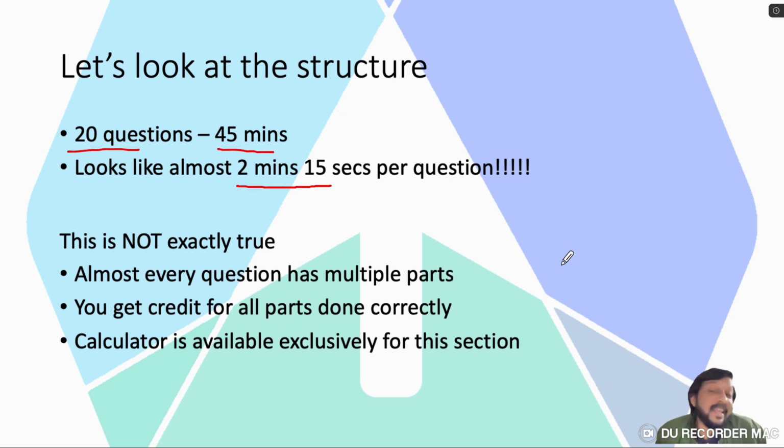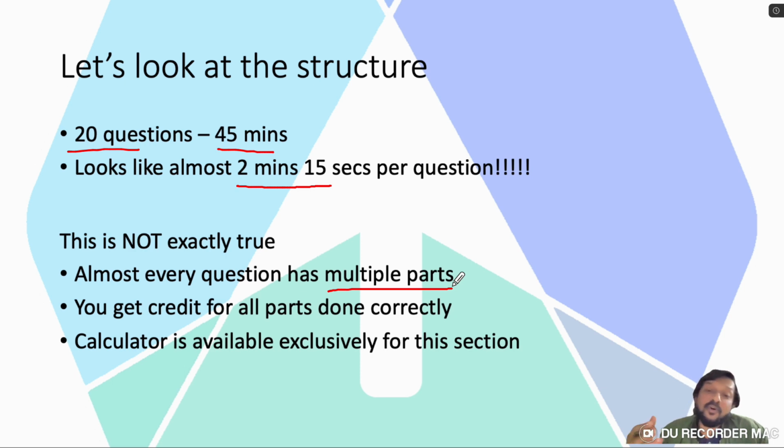This looks like a luxury, because 2 minutes 15 seconds per question in a GMAT paper looks very lucrative and very luxurious. But this is not exactly true, because about 50 to 60% of the questions will have multiple parts. How does that look? We will show you in the subsequent slides. But only if you can do all the parts correctly, you get credit for that question. So those questions may actually require much more time than 2 minutes 15 seconds.